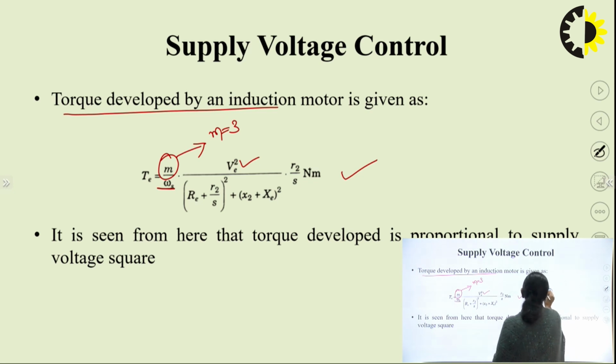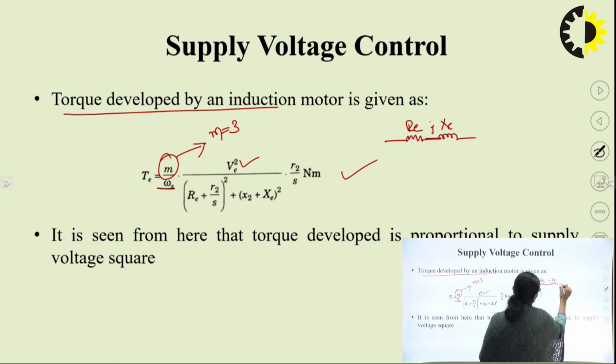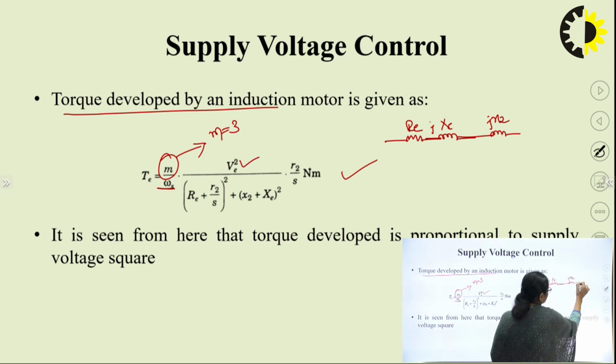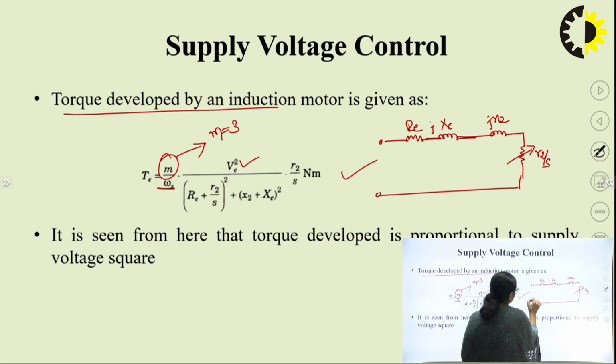For your reference, let me draw that equivalent circuit over here. The equivalent circuit has the Thevenin's equivalent resistance RE, the Thevenin's equivalent reactance XE, and on the other side of the equivalent circuit, the rotor circuit leakage reactance jX2, and the variable resistance R2 by S, where S is the operating slip of the motor, and here this was the Thevenin's equivalent voltage, right.